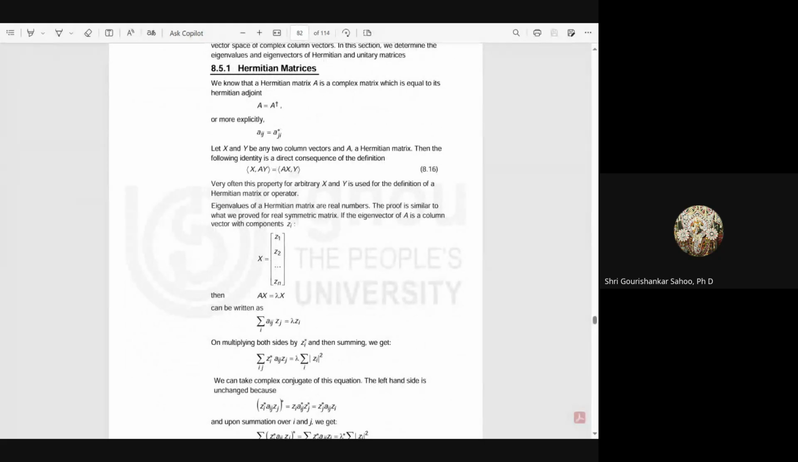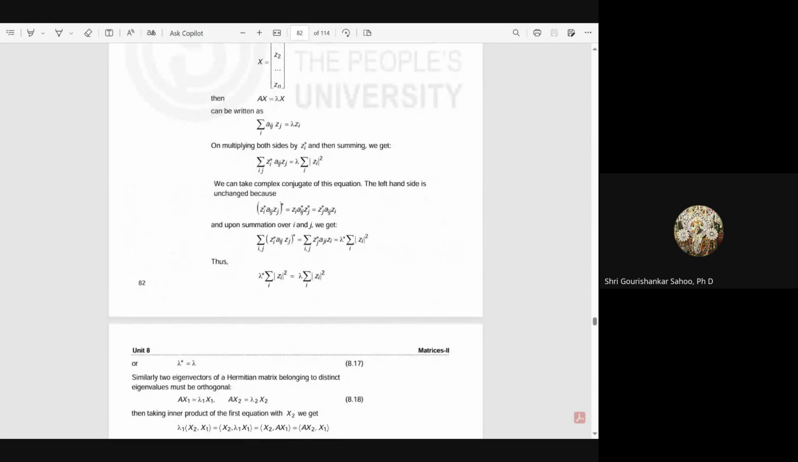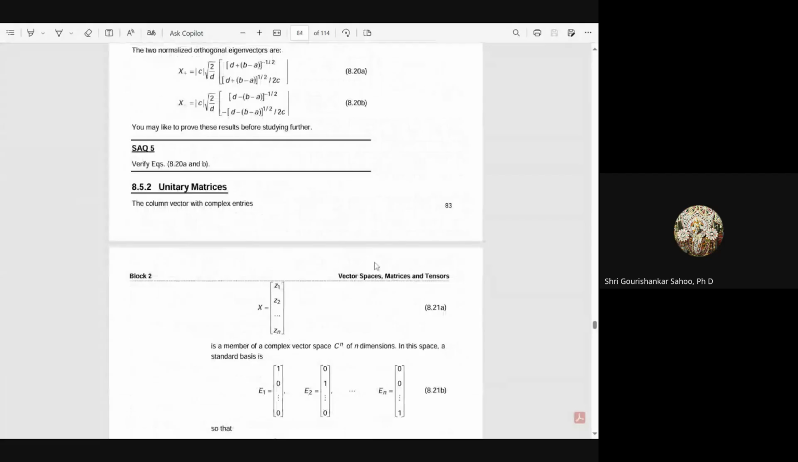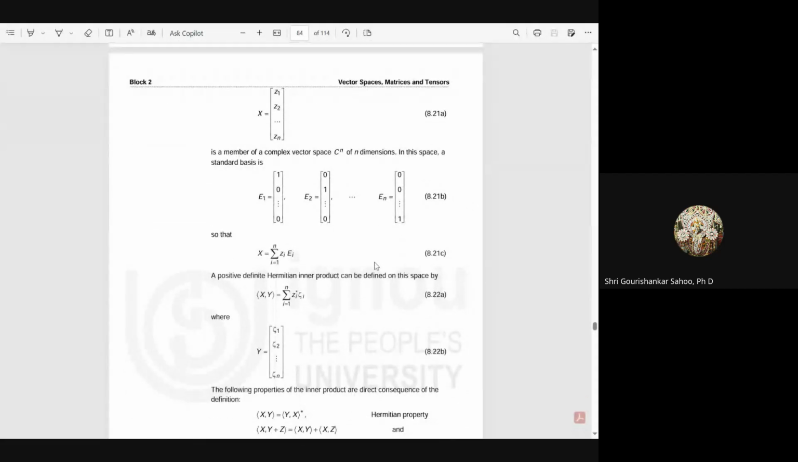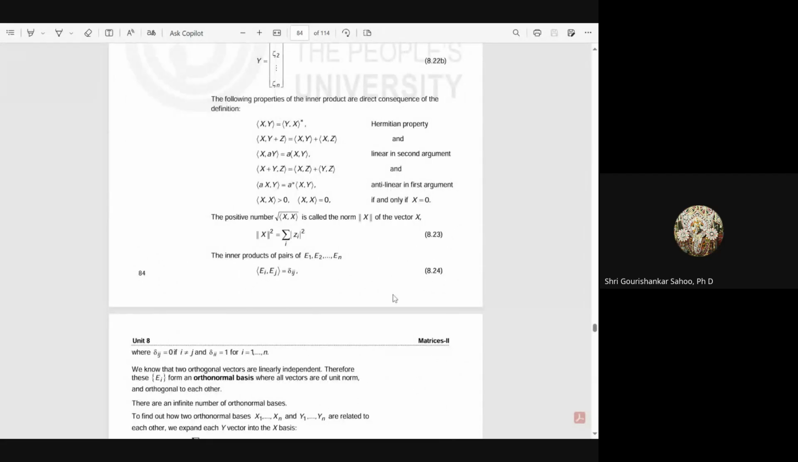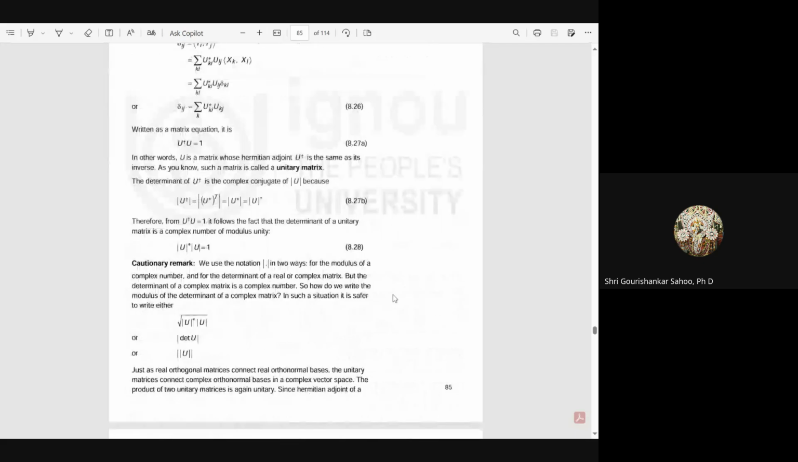A is equal to A dagger. Then Hermitian matrix A is a complex matrix which is equal to its Hermitian adjoint. Unitary matrix, you can see here, orthonormal basis.